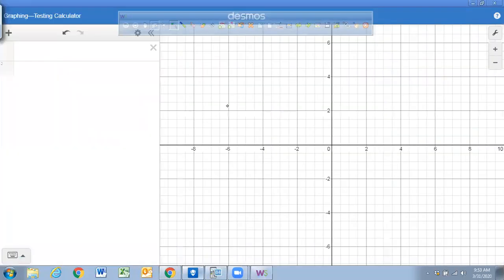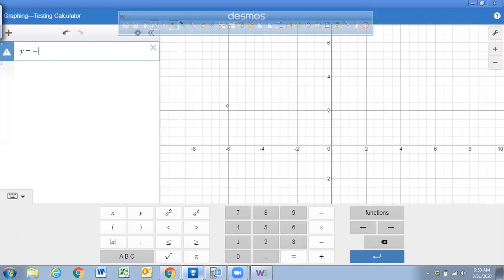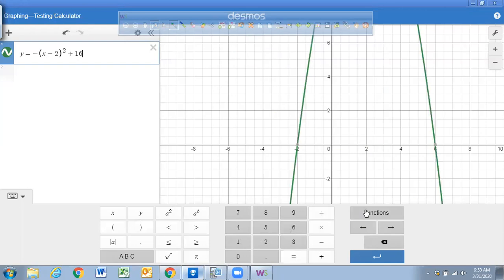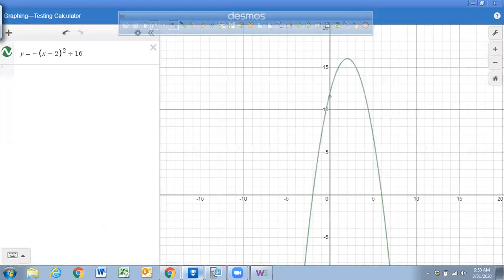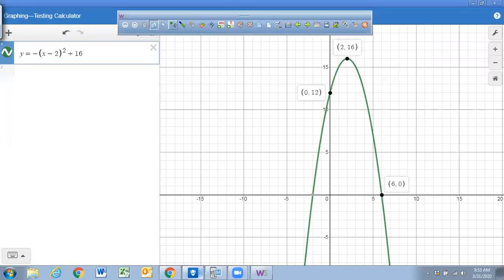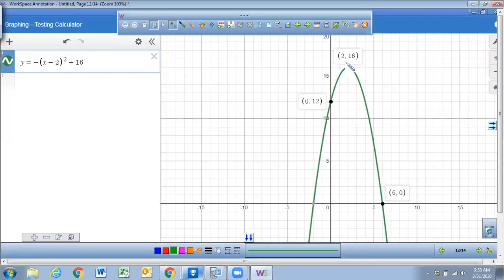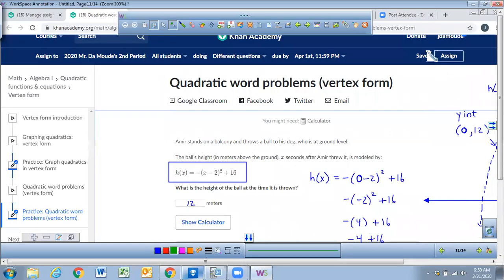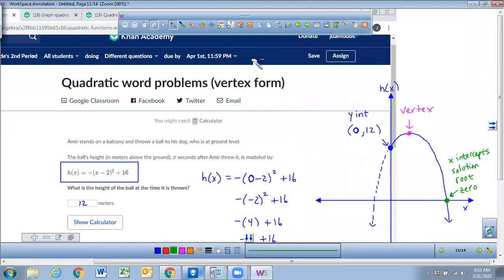Gonna type in just y equals negative parentheses x minus 2 squared plus 16. Zoom out. You can clearly see there's the 0, 12, there's 2, 16, and there's 6, 0. So here you see where it says 2, 16 and 6, 0. What I want you guys to do is on your paper that you're working on, write the vertex at 2, 16. And I also want you guys to write 6, 0.